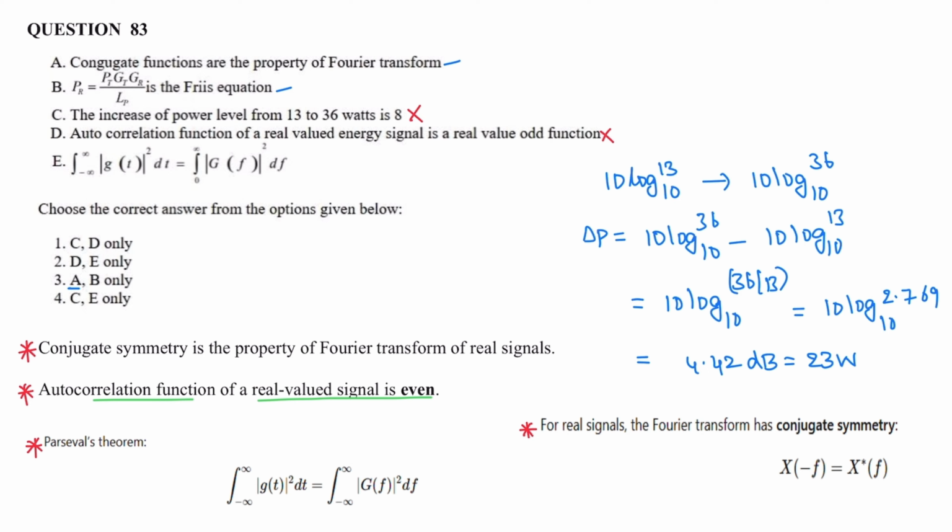Statement E, it is related to Parseval theorem. Integral minus infinity to infinity modulus of g of t whole square dt is equal to integral minus infinity to infinity modulus of G of f whole square df. Here the limit is mentioned as 0. It should be minus infinity. Statement E is also incorrect. The correct statements are A and B. So correct answer is option 3.